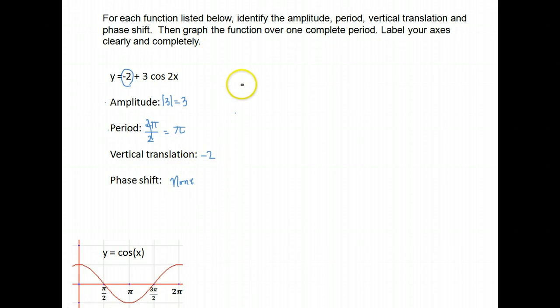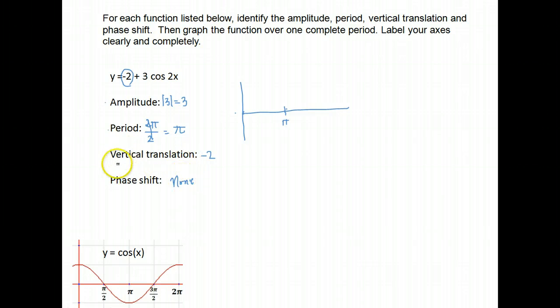So my graph, I know, is going to be shortened up here because I have a shorter period. So I'm going to stretch pi out just a hair so that I have enough room to draw everything. I know I'm going to be going from 0 to pi because there was no phase shift. I can still start at 0. Check for any reflection. There's no reflection. If there were, it would be a negative number multiplied by our cosine. So we're still going to start up at the top of our amplitude.